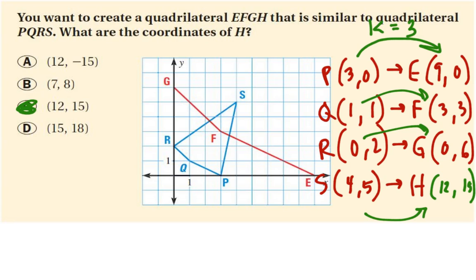And so that's how you'd figure that out. You can use the coordinates that you have, look at the pre-image and image, and figure out what the scale factor is from there, and then apply that to the missing coordinate.